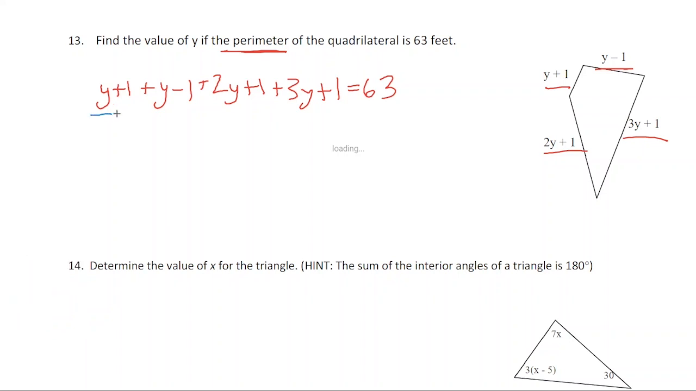I'm going to group my linear terms, all these y terms. I'm also going to group my constants.